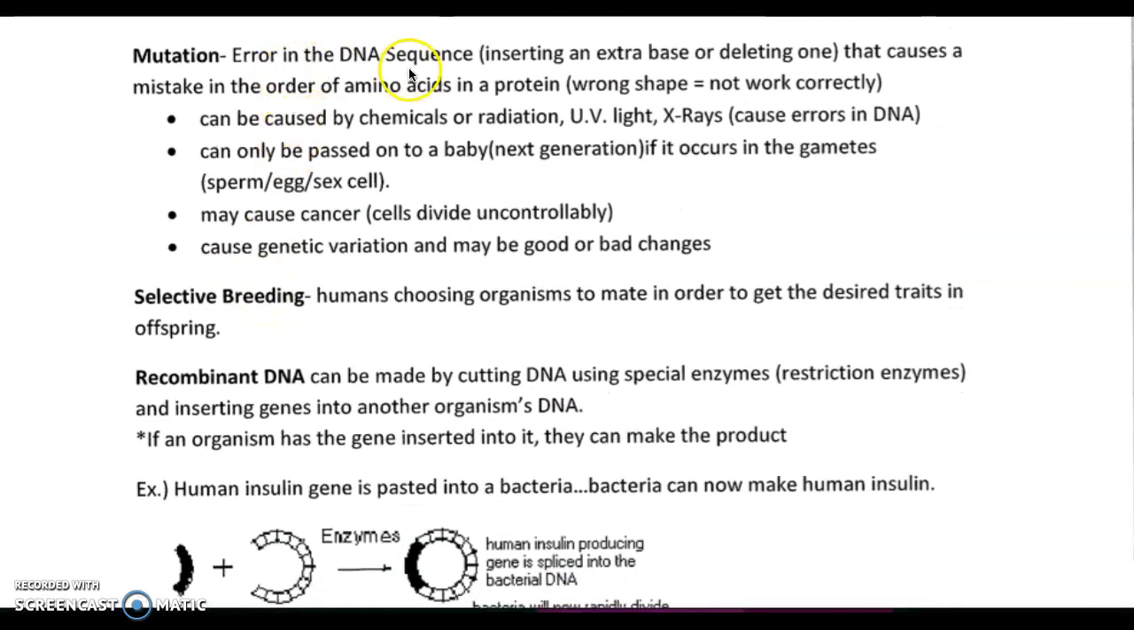Mutation: any kind of error in the DNA sequence, right? So the DNA has a certain order to the bases, and if there is a change in that order or sequence, it is called a mutation, okay? Either an added base or a base being removed. This causes a mistake in the order of amino acids. Remember, because the DNA ultimately determines the sequence of amino acids, okay? And then when the amino acids are changed, your protein is not going to have the right shape. And if the protein doesn't have the right shape, it will not work properly.